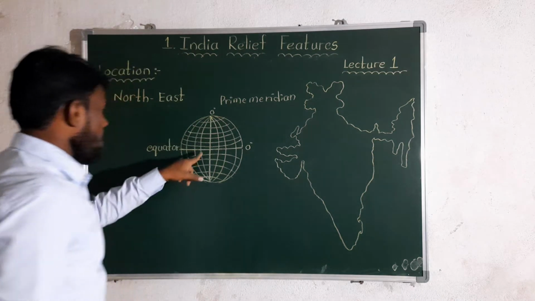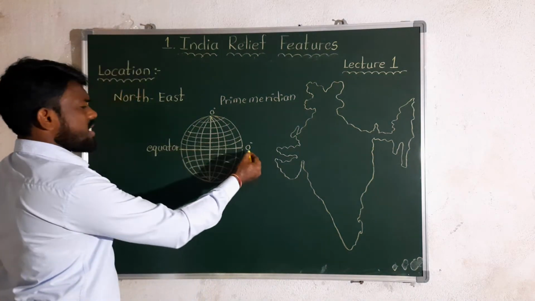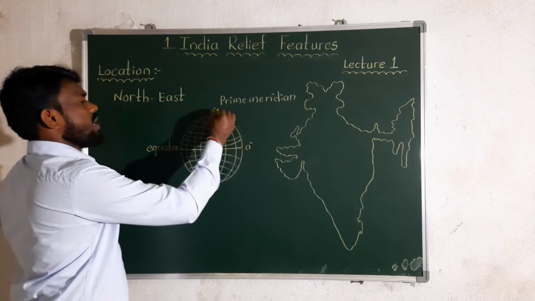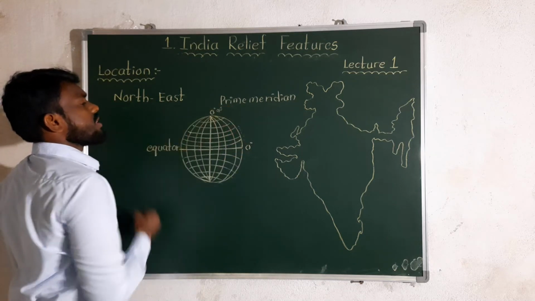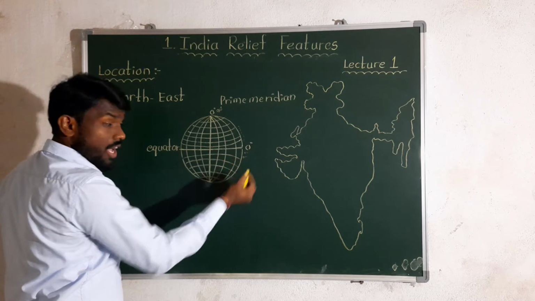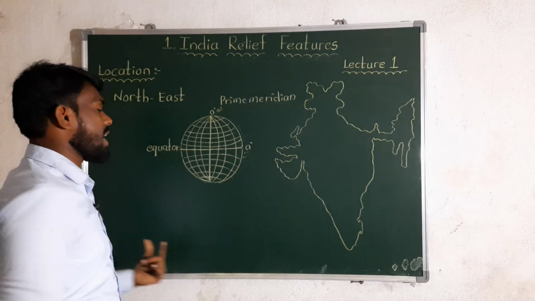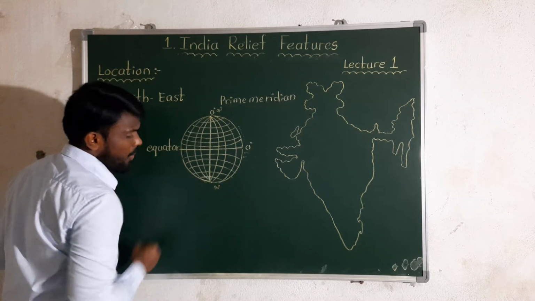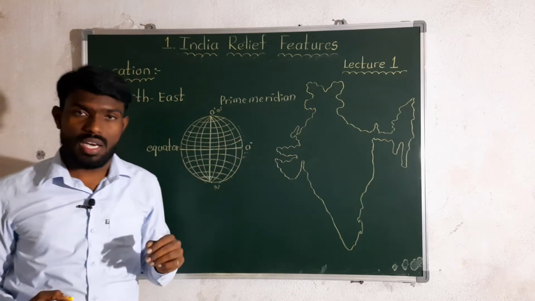Here this is 0 degrees, then 1 degree, 2 degrees, 3 degrees, up to 90 degrees. And here also 1 degree, 2 degrees, 3 degrees. These are the ranges of the latitudes. And finally, here this is the South Pole, 90 degrees latitude.